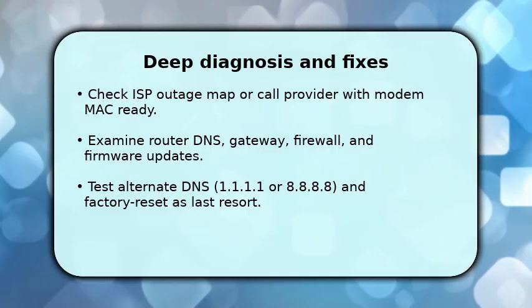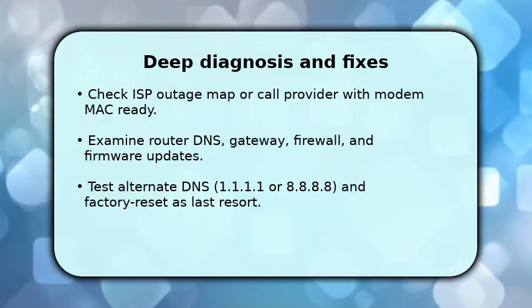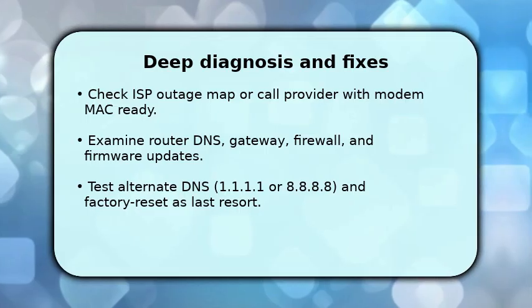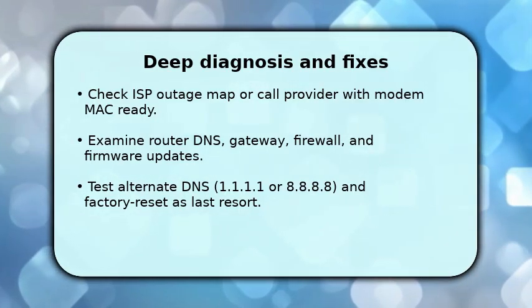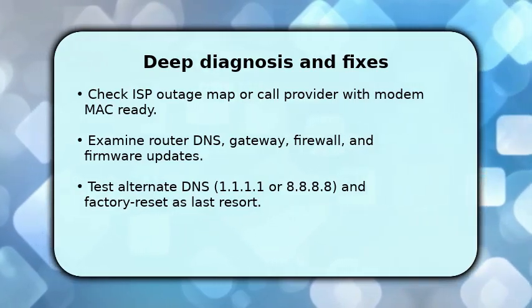Now move into detailed diagnosis. Contact the ISP with your account and modem MAC if outages are suspected. This rules out carrier-side blocks. Meanwhile, log into the router to check DNS, gateway address, firewall rules, and whether firmware is current. Misconfigured DNS or a strict firewall often looks like blocked access.